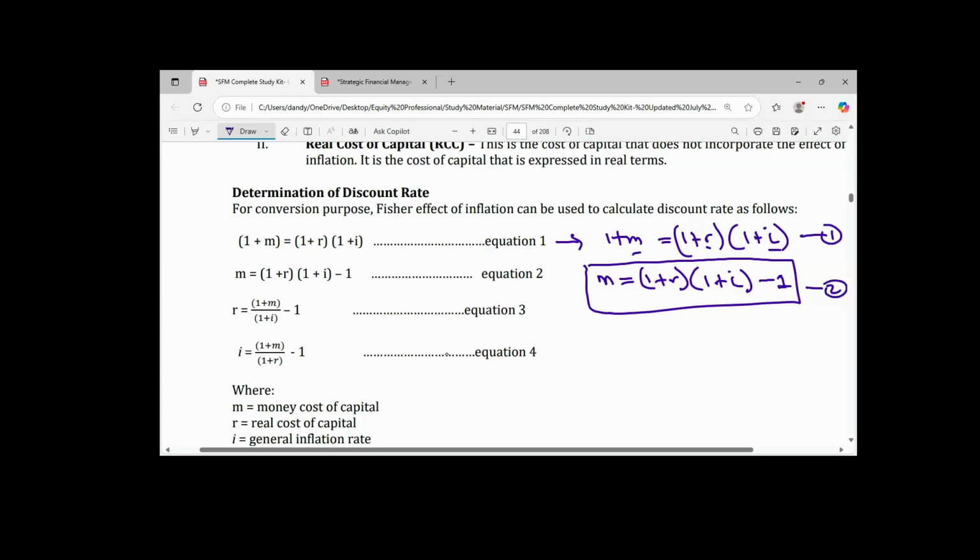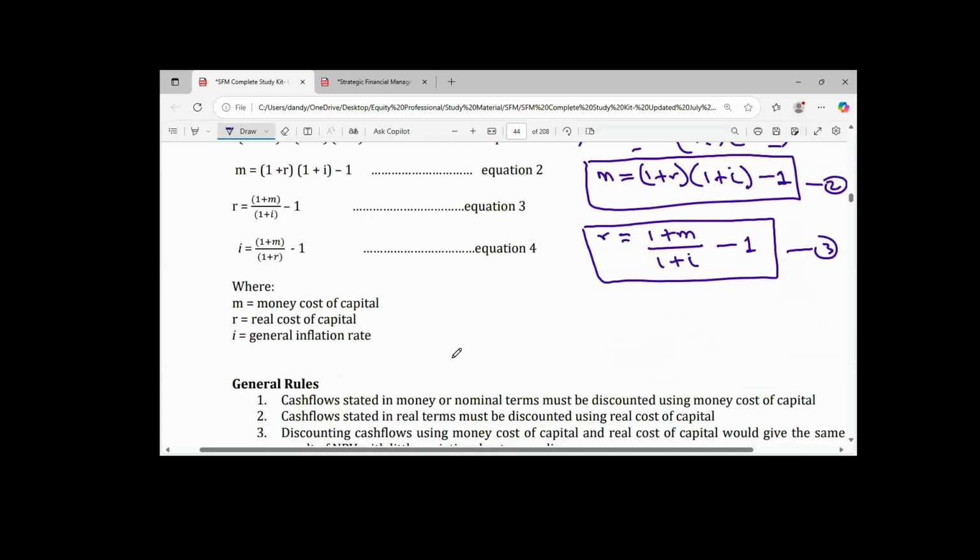If I want to calculate the real cost of capital from the original formula, I want to make r the subject of the formula. All I need to do is divide both sides by 1 plus the general inflation rate. Therefore, r is equal to 1 plus the money cost of capital divided by 1 plus the general inflation rate, all minus 1. This is the formula for calculating real cost of capital. If I want to calculate the general inflation rate, I want to determine i.